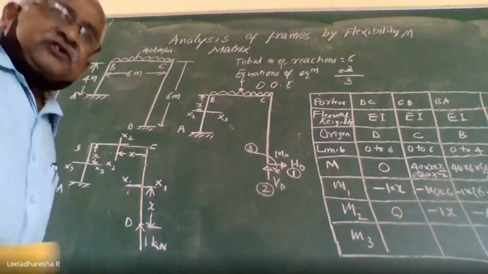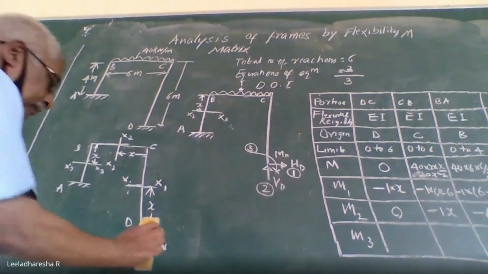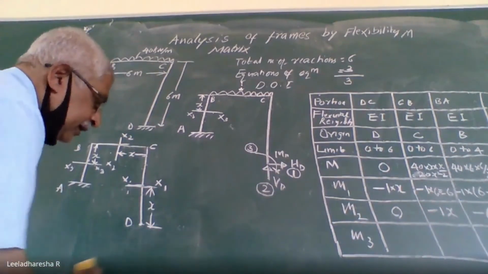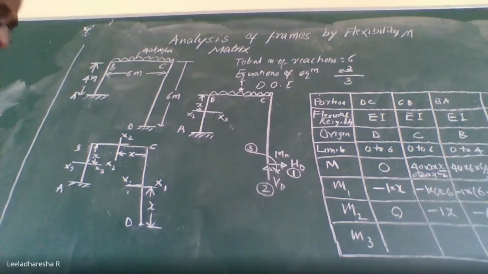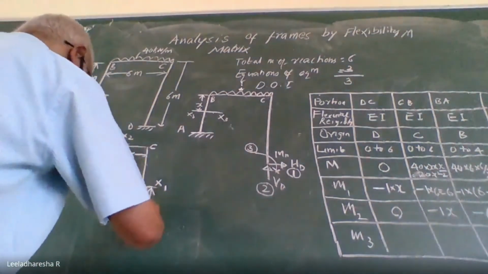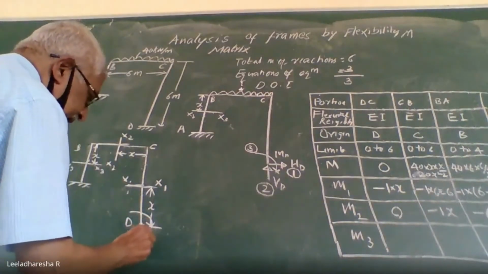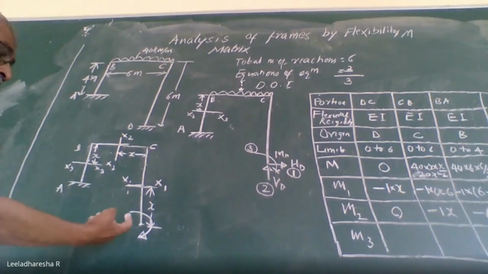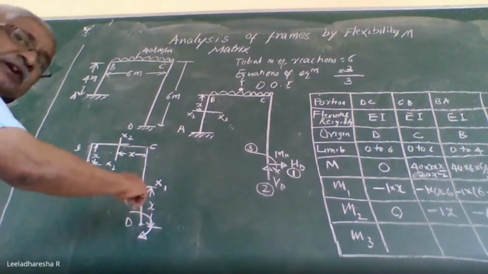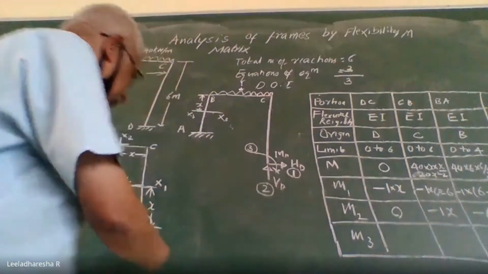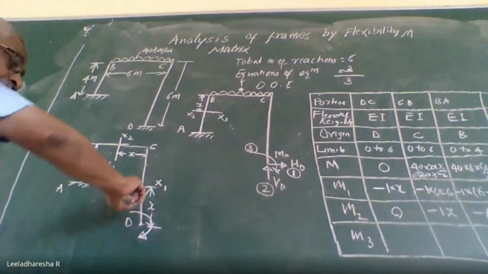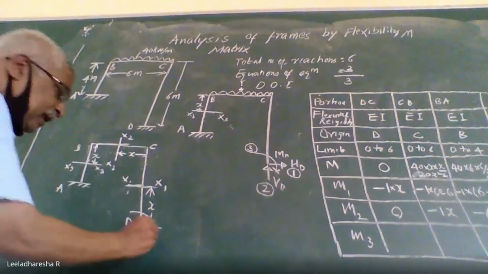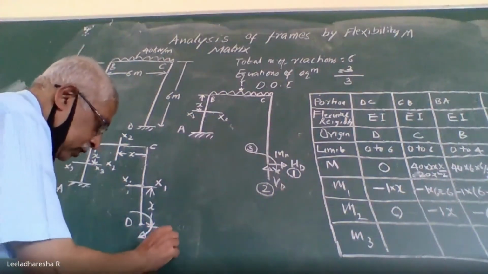Coming to the next step, we will apply 1 kilonewton meter moment in coordinate direction 3. So apply a moment. See, I have assumed the coordinate in this direction. You can assume like this also. If you assume like this, you will get minus 1. But according to my assumption, it is a clockwise moment. Therefore, what is the moment due to the couple?